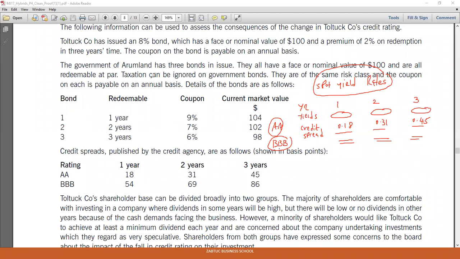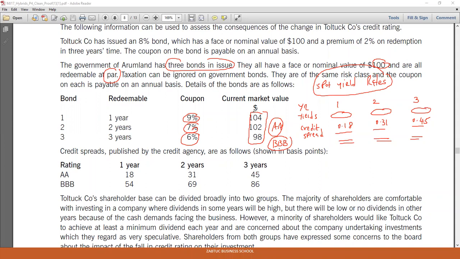Now they have given you 3 government bonds. Just like the question that we did, 3 bonds in issue. And the nominal value is 100. And they're all redeemable at par. This one, the coupon rate is 9. That one, the coupon rate is 7. That one is 6. And these are the market values.